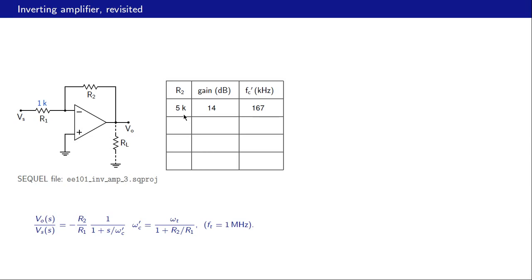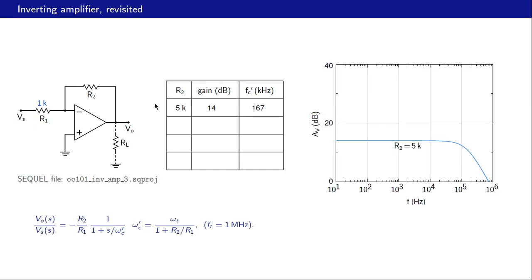For each R2 we will note down the low frequency gain, which is given by R2 by R1, and also the corner frequency or the 3 dB frequency, which is Fc prime, the same as omega C prime by 2 pi. With R2 equal to 5K, the gain is 5K by 1K or 5, and that is 14 dB. And the corner frequency Fc prime is Ft divided by 1 plus R2 by R1. So that is 1 megahertz divided by 6. That turns out to be 167 kilohertz.